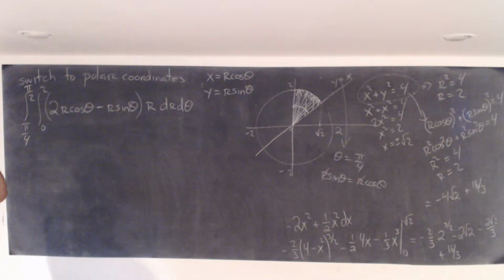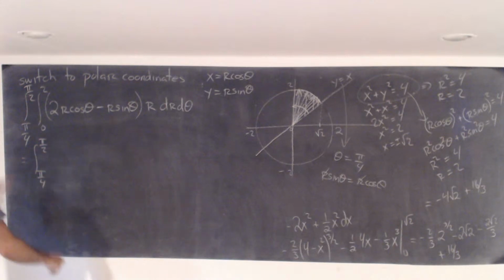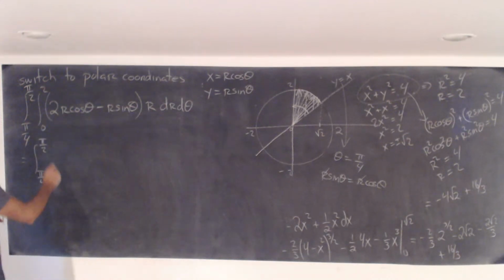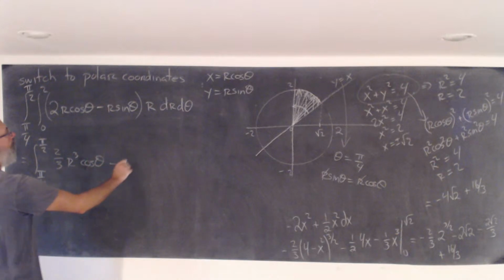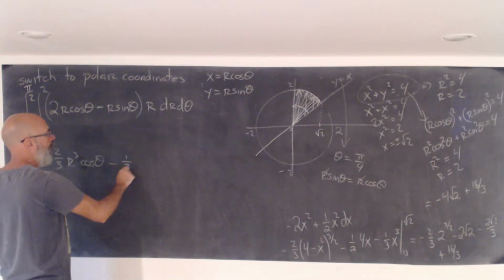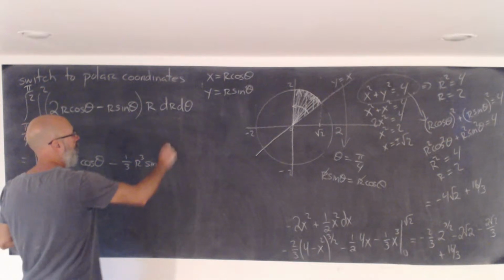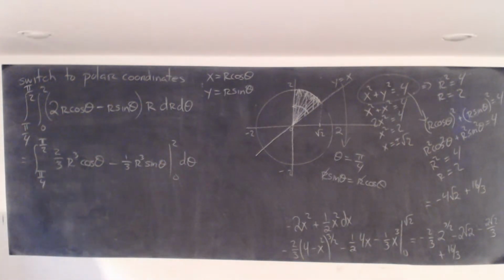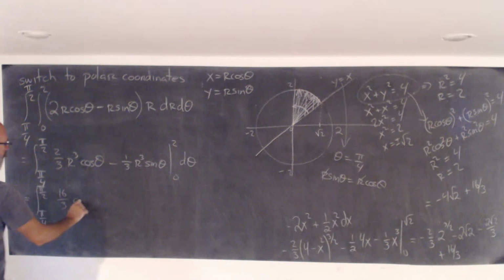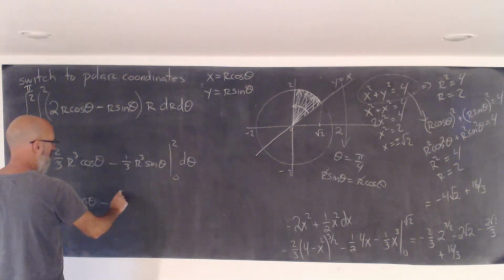All right, let's see what happens. So we have 2r squared, which is 2 over 3 r cubed, minus r squared, which is 1/3 r cubed, between 0 and 2. So 2, 4, 8, 16 over 3. Minus 8 over 3.